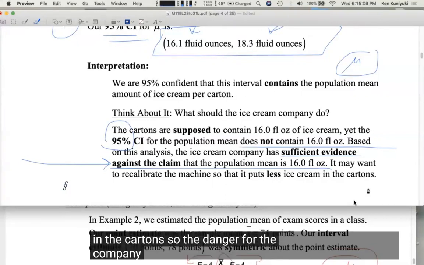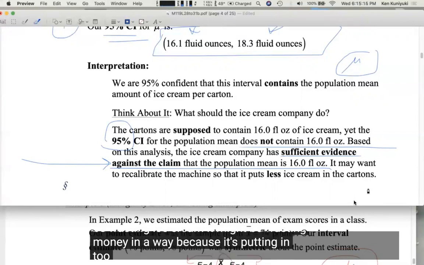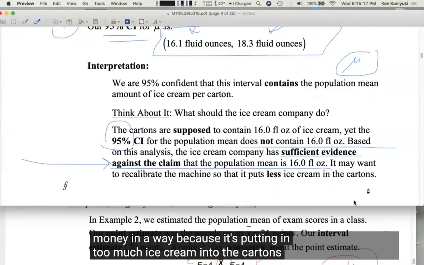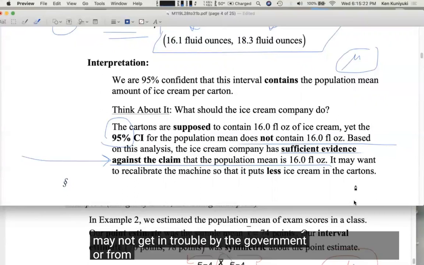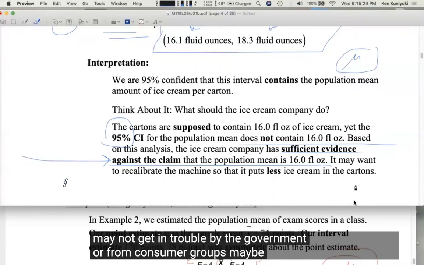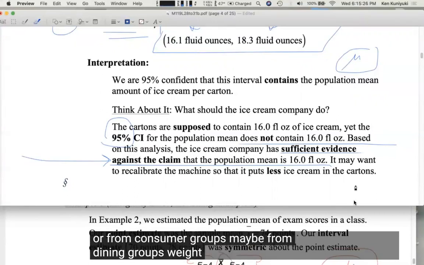So the danger for the company is that it might be wasting ice cream. It might be wasting money in a way because it's putting too much ice cream into the cartons. They may not get in trouble with the government or from consumer groups, maybe dieting groups like Weight Watchers, but internally, they may be wasting money because they're putting too much ice cream in the cartons.